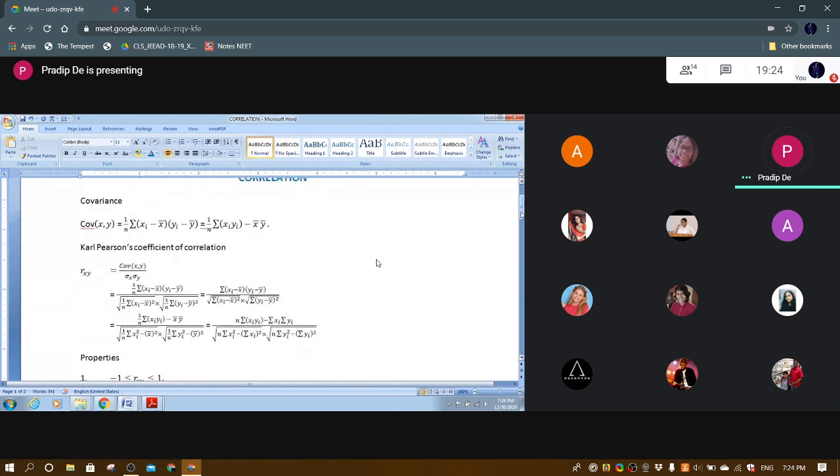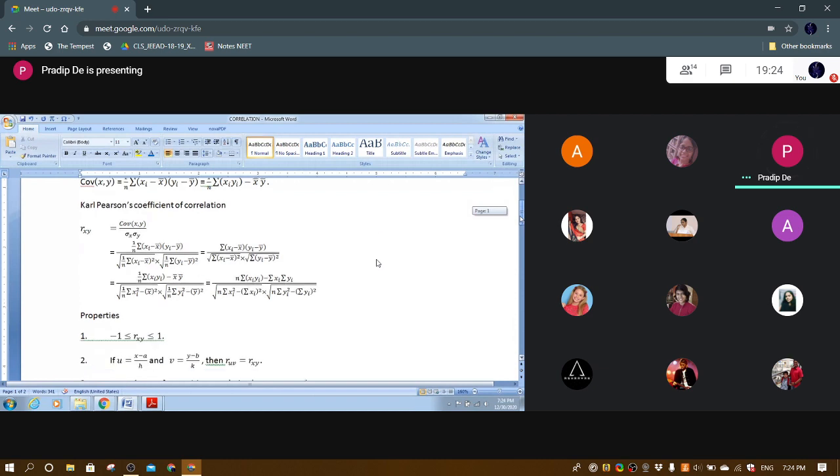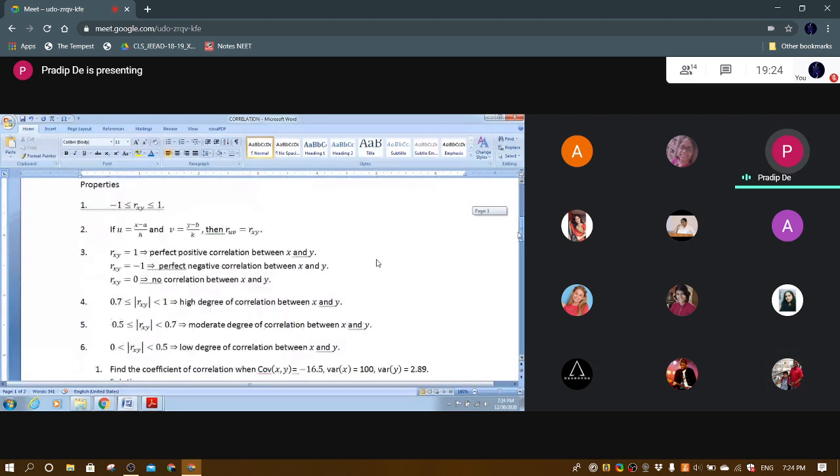The formula is covariance of xy divided by sigma x sigma y. So we use that formula. Sigma x is the square root of variance, right? Yes, sigma x is the square root of variance. Correct.